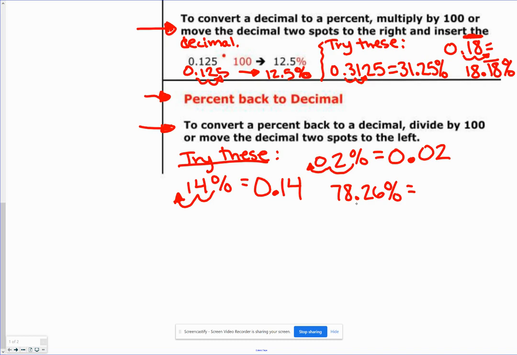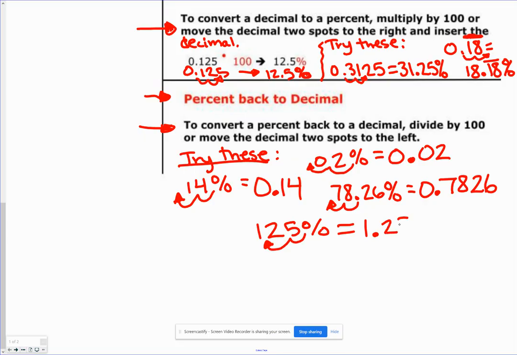Next one, 78.26%. I'm going to move it back to the left 2 spots to make a decimal. 1, 2, 0.7826. Let's add in 1 more. What if I said 125%? What's that going to look like? Well, if I move it back 2 spots, 1, 2, notice we start not with a 0, we start with a 1.25. And that's okay. If it's over 100%, you are going to have a number bigger than 1.